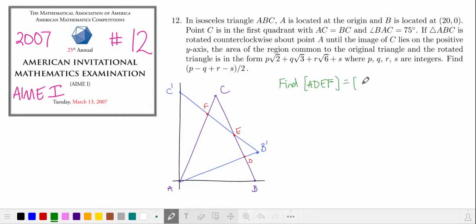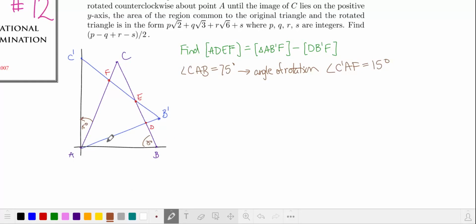We'll do that by first finding the area of triangle A, B prime, F, and then subtracting the smaller triangle D, B prime, F. The two base angles of this isosceles triangle are 75 degrees, including angle CAB on the left. This means we have 15 degrees remaining here. That's our angle of rotation. And since AB rotates to AB prime, we have another 15-degree angle over here. And angle C at the top of our triangle by the angle sum is 30 degrees.